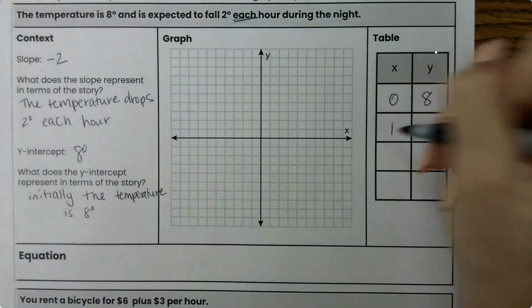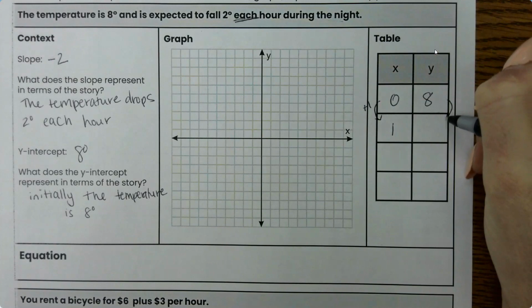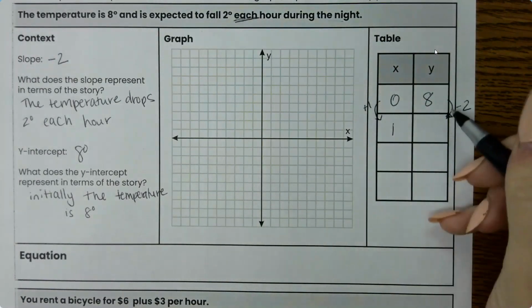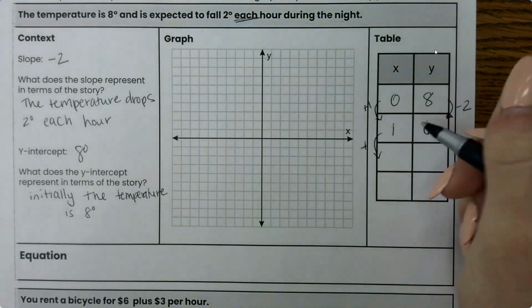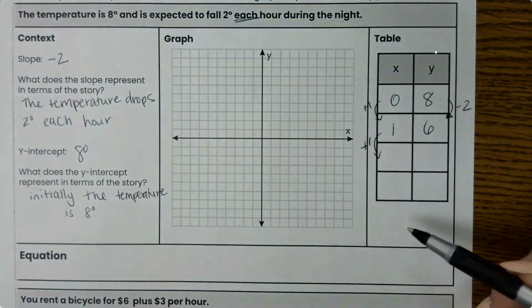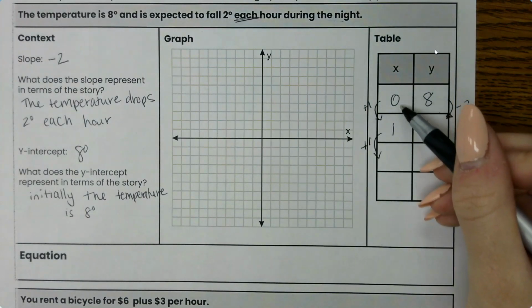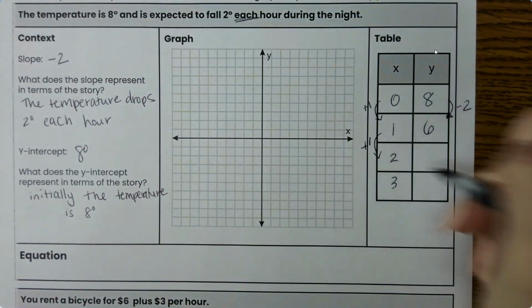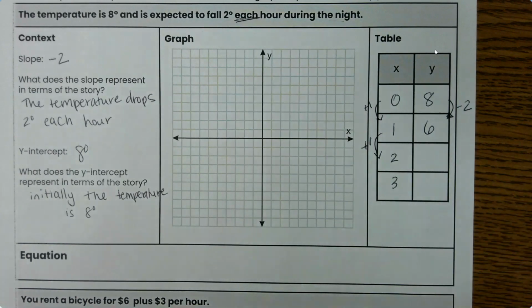So if 1 hour has passed, then on the y side, on the temperature side, we know that the temperature has dropped 2 degrees. So I'm going to subtract 2. And I'm going to do this pattern working down the table. The thing that's different with this table compared to the ones we've had in the past is that it's fully blank. So what we're going to do is choose any x values. I usually choose 0, 1, 2, and 3. So we can plug those in, and then our job is to find the temperature after that amount of time.